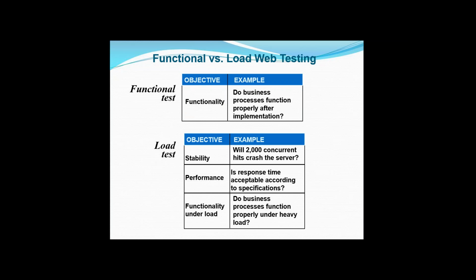As we discussed when we are talking about stability, you are checking the stability of your application. Will 2,000 users or 4,000 users or 6,000 users concurrently hitting the server, I mean, will the server sustain or will the server crash? Okay, when we talk about performance, you check whether the response time is acceptable, or you also check the throughput.